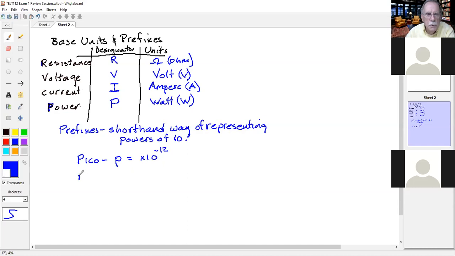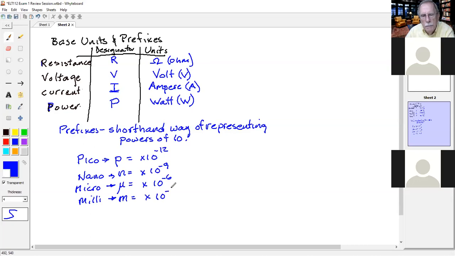The next one we have is nano, which is lowercase n. This is like a lowercase p, by the way. And that's times 10 to the minus 9th. We have micro, which we abbreviate with the Greek letter mu, and that's times 10 to the minus sixth. And then we have milli, which we abbreviate with lowercase m, times 10 to the minus 3. And again, there's no way around it. You just have to memorize them.